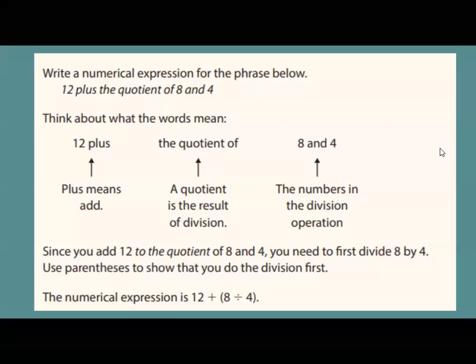So recapping what we've practiced, here's an example. Write a numerical expression for the phrase below, 12 plus the quotient of 8 and 4. So you really have to think about what the words mean. We know that 12 and plus means that we have to add. The quotient, that's an answer to a division problem, so you know we're going to be doing some dividing. And 8 and 4 are going to be our numbers in that division problem, since we're trying to find the quotient of 8 and 4.